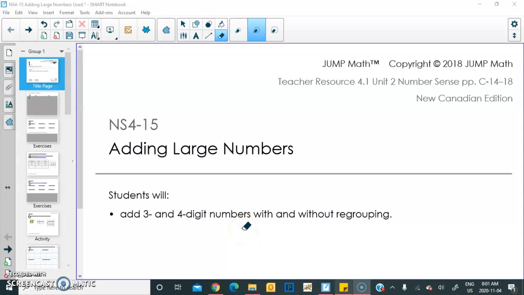Hello, grade fours. Today we are going to be working on adding large numbers, okay? So I want you to take out a piece of paper and a pencil, or if you have one at home, a whiteboard and a whiteboard marker, okay? Now remember, when Miss Hollinger says pause, I want you to pause the screen and finish the questions on the screen for me, okay? Let's get started.